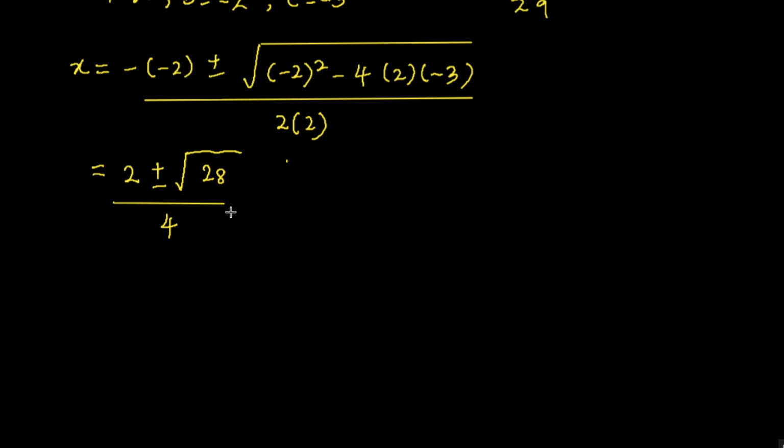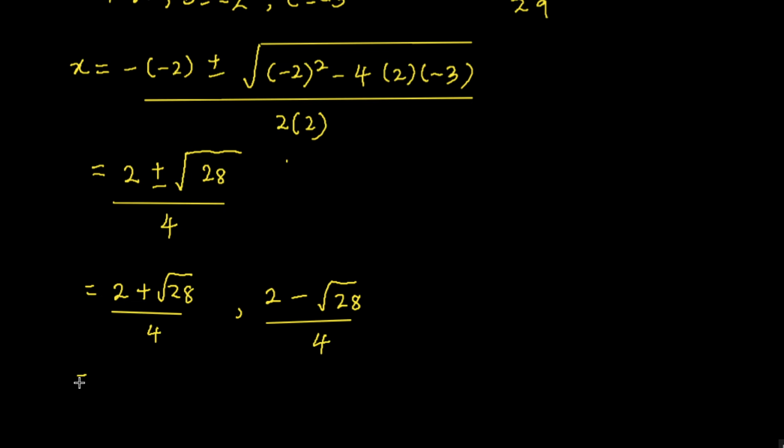What is the meaning of this plus minus here? It means your x will have two values. The first one is 2 plus square root of 28 over 4, and the second one is 2 minus square root of 28 over 4. One is positive, one is minus.